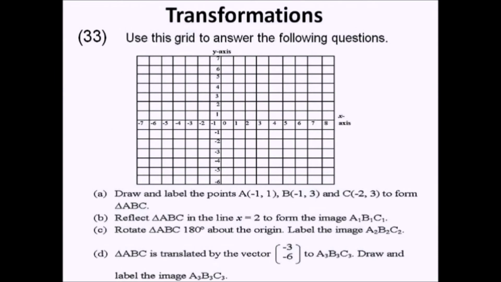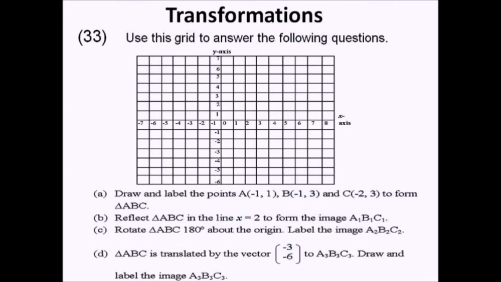Here we go. Transformations, 33, last question. Use this grid to answer the following questions. A, draw and label the points A (-1, 1), B (-1, 3), and C (-2, 3) to form triangle ABC. So put your points in and then form the line, draw the line, put the lines together to form triangle ABC. B, reflect triangle ABC in the line x equal 2 to form the image A1, B1, C1.